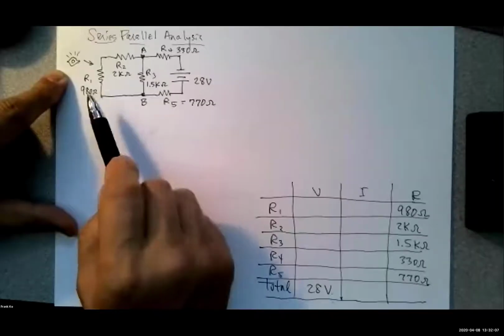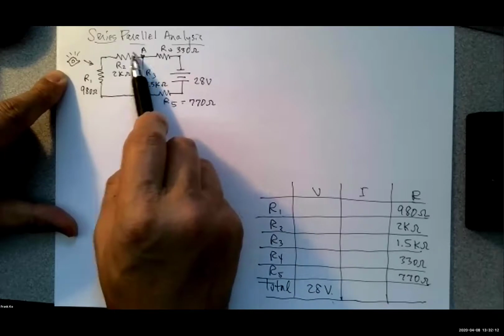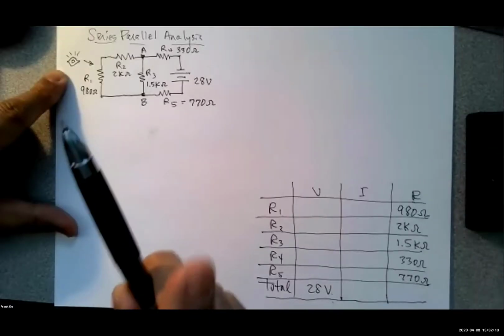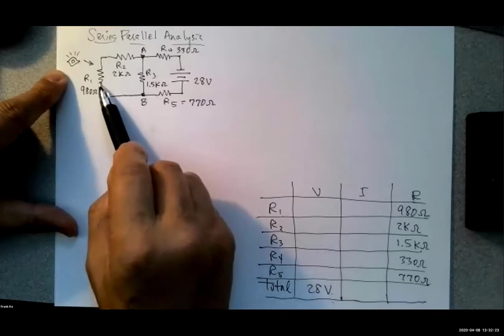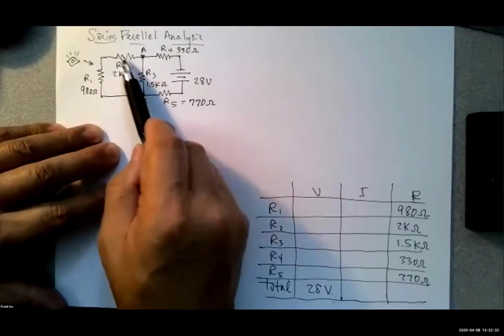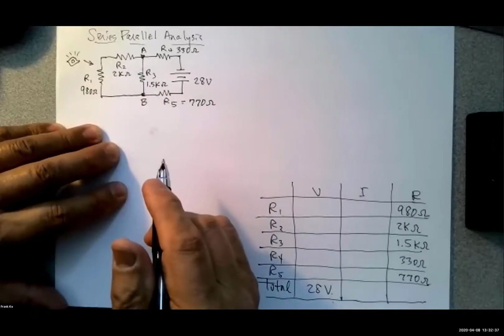R1 and R2 are in series. Rebecca says R1 and R2 are in series. How many of you agree with that, or how many of you disagree with that? I agree with that. Because what was the definition of series? Series means that there's a common current path, a single current path between these two components, yes? And since there is no split between them, they are truly in series. So that allows us to combine these two into an equivalent resistance, yes?